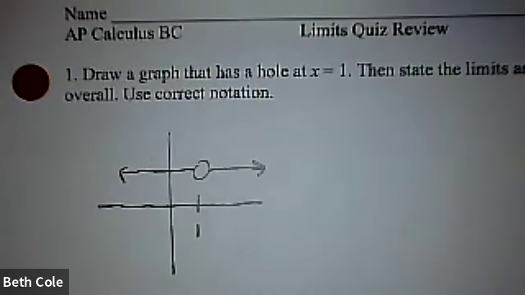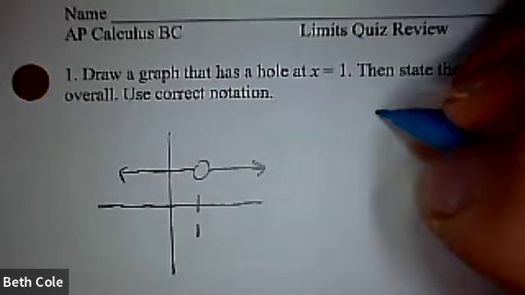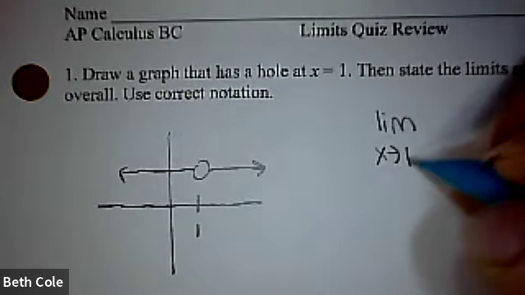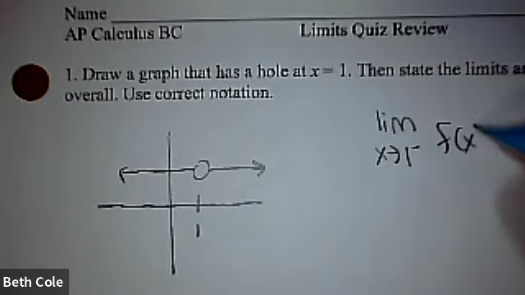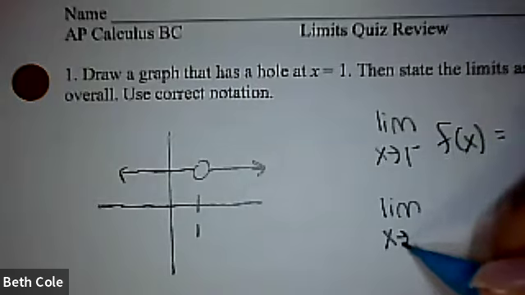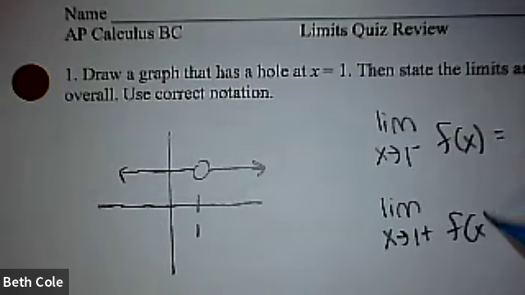All right, and then we're going to state limits from the left, from the right, and overall. So here I'm really just checking your notation, that you know the correct notation. So we're going to approach 1 from the left for this function. We're going to approach 1 from the right of this function. And then we're going to approach 1 not sided, just overall for this function.